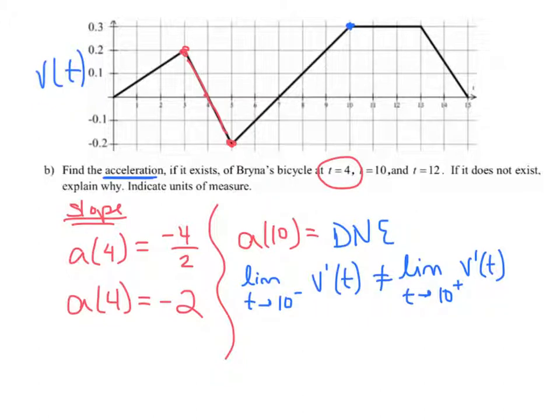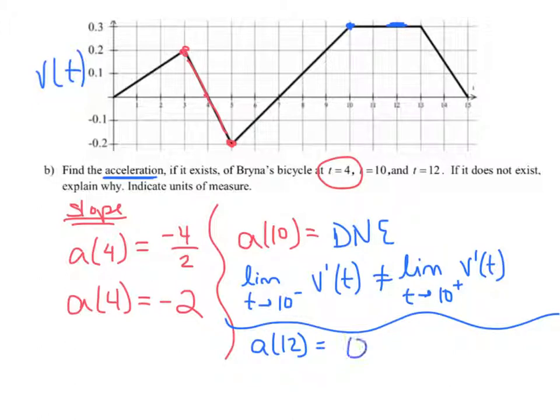All right, the last one is a of 12. Okay, so now I'm looking at 12. What is the slope at 12? And hopefully you can easily look at that and tell me that it's 0. Okay, we are not done with that question yet, but before we move on, I want to make sure we get a couple formulas in our notebook that are really important. And I'm sure you've heard these things before if you're in physics.